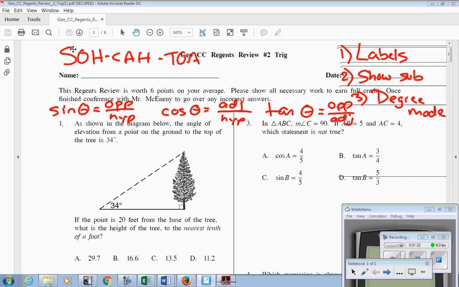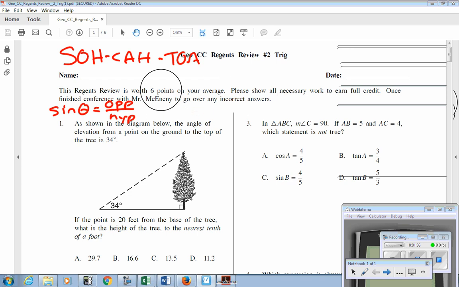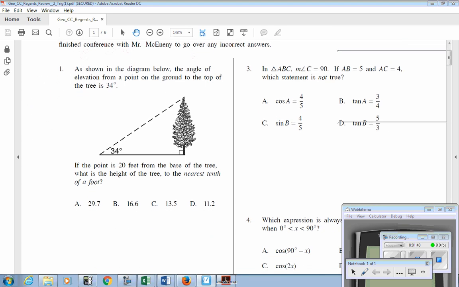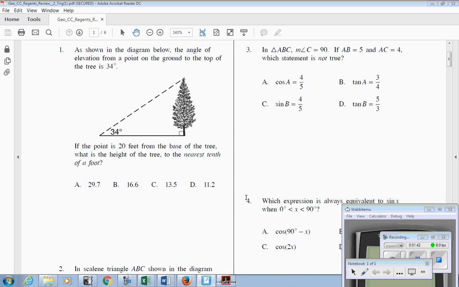So we're going to look at 3 of the questions on here. I'm just going to kind of get you started. I'm not going to give you the answers, but it'll help you get on the right path. We're going to look at 1, 3, and 7 to illustrate some of the points I just made. For the first one, you've got a tree, and they give you an angle. They tell us the point is 20 feet from the base of the tree, which would be here, so this is going to be 20. They want to know the height of the tree, so how tall this tree is.